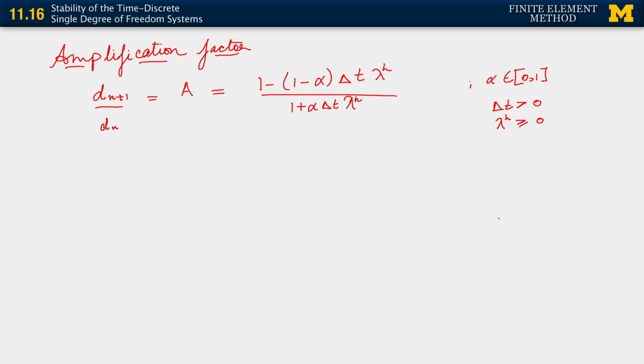Now, the stability condition, or the stability criterion, is that the magnitude of A is less than or equal to 1. This is what guarantees a decaying response from one time step to another.